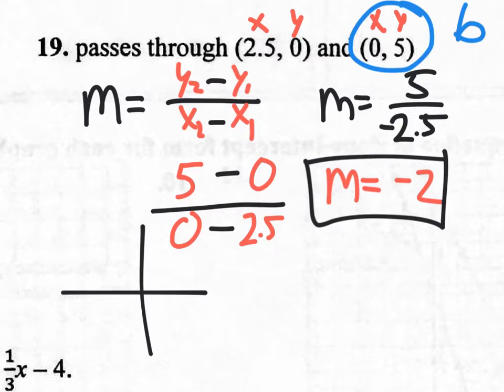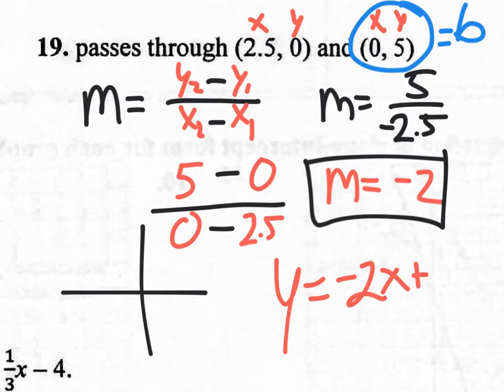If you go, on an xy graph, if you go 0 on x and you go up to 5, then guess what? That's your y-intercept. That's your b value. So if you started doing point-slope form, which is totally fine, it's just going to be doing a lot more work than what you're supposed to. If you recognize that you have your slope and technically they're giving you the y-intercept, then you know your m and you know your b. Your b is 5. So your answer will be y equals -2x plus 5.